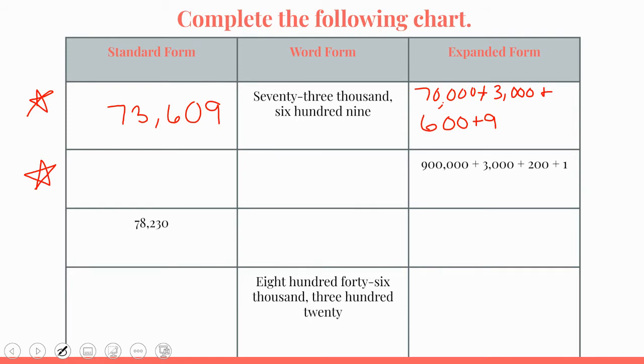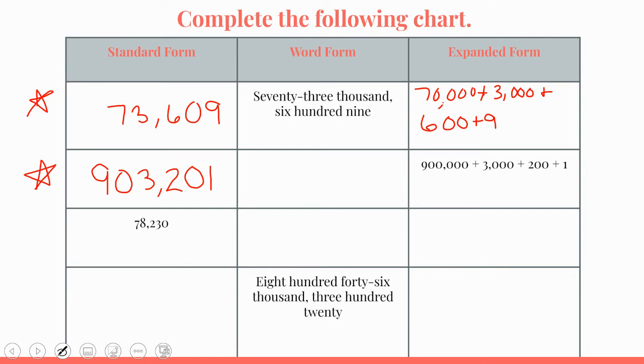All right, so here we only had expanded form. We had 900,000 plus 3,000 plus 200 plus 1. So I'm going to go ahead and put that in standard form first. So I have 900,000, 3,000. So that means I have no 10,000. So 3,000s, 200s, no 10s, and 1. So 903,201. Now I'm going to put that in word form.